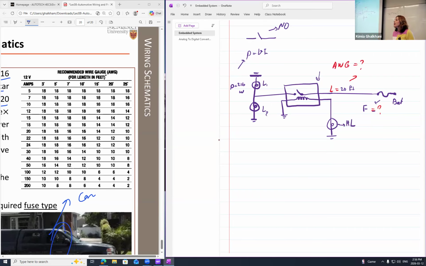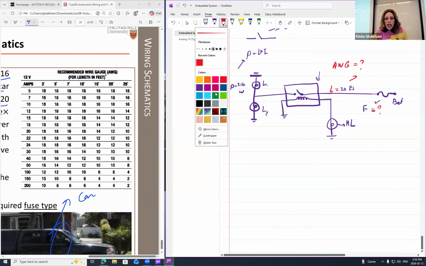That's AWG, which means the thickness of the wire. Therefore, my variables to find are the right size of the fuse and, of course, the right size of the wire. The battery was already given. It was 12. So now let's go ahead and solve for this one.